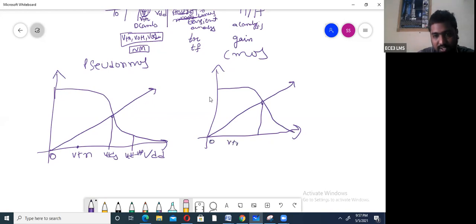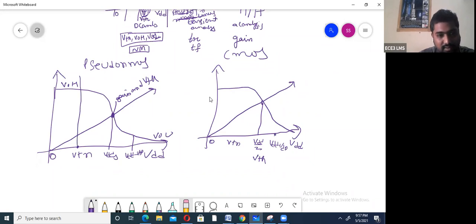This is VTN, the threshold voltage of NMOS. This is VDD by 2, or the threshold voltage of the circuit. This one, here you will get VDD minus VTP. Here you will get VDD. Here you will find VOH, here you will find VOL. Here you will find gain and threshold voltage. This is one region, this is one region, exactly this is another region, and here to here another region, here to here another region.